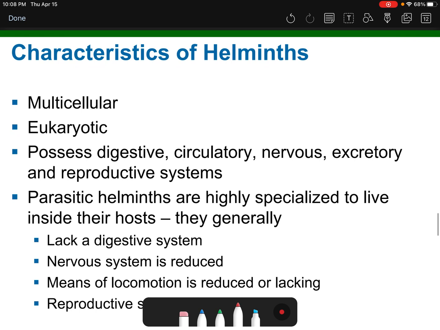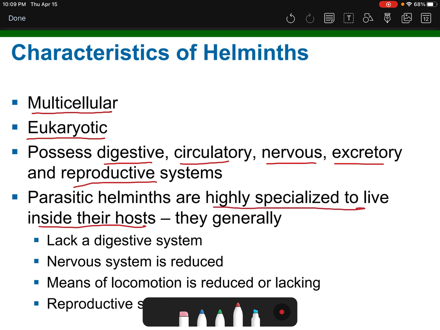So helminths are the microscopic worms. We looked at some roundworms when we did our microscope lab. So these are multicellular, and they're eukaryotic. They're found in kingdom Animalia. They have a digestive system, circulatory system, nervous system, excretory system, and reproductive system. Okay? They're very highly specialized to live inside their hosts.